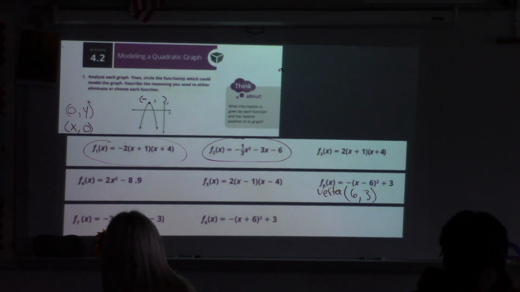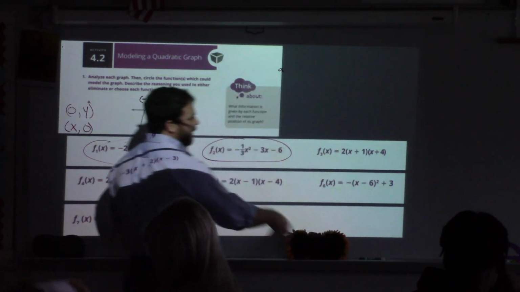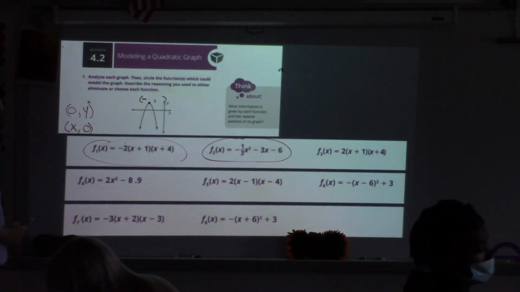So now looking at F6, what do we think? No? Not anymore? Okay? That's something we want to recognize. You have to write out, hey, that's my vertex form. Any others that might work?